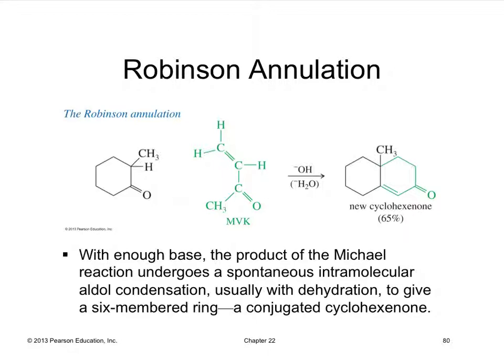The other type of reaction is called Robinson annulation. Here you have your ketone, and here's your methyl vinyl ketone. So this is going to add, right, deprotonate and then add, and then form this new cyclohexenone under basic conditions.